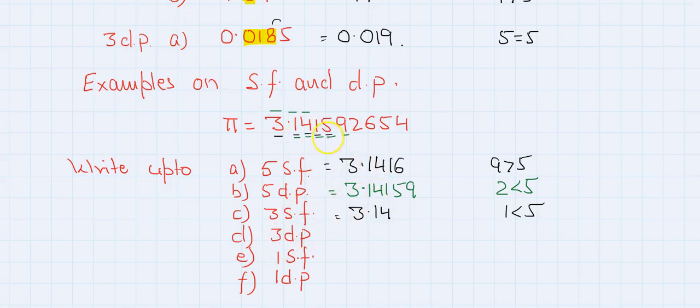If we have to write this number up to 3 decimal places, the decimal will start from here: 1, 2, 3 decimal places, and after that we have 5. 5 is equal to 5, so it means we have to increase this value by 1. So it will be 3.14. Instead of 1, we are going to write here 2.